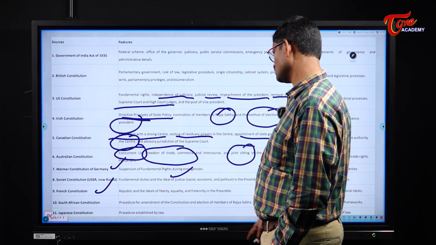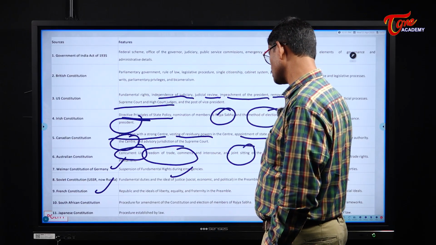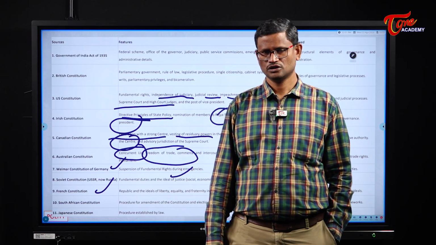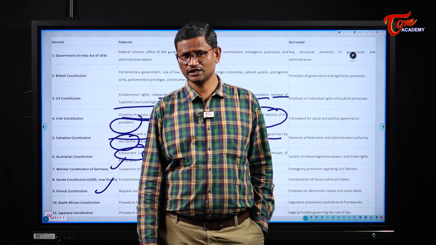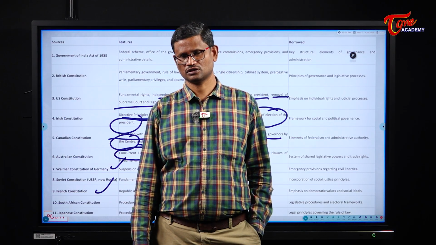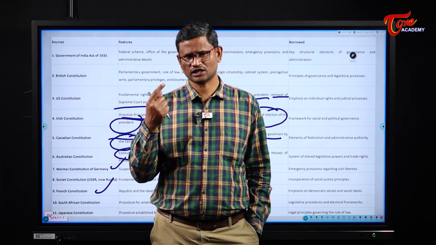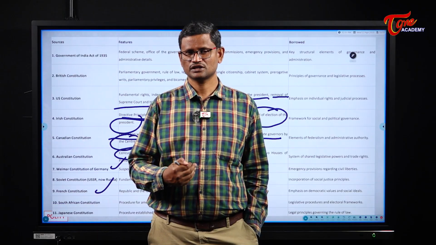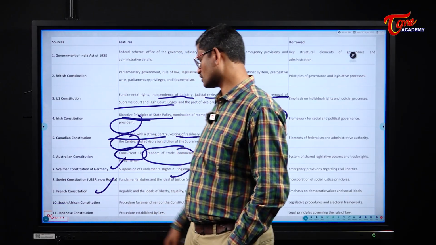In addition to this, from the South African Constitution we have borrowed the procedure for amendment of the Constitution. So the Indian Constitution is amended by three ways. This procedure is borrowed from the South African Constitution. And in India, the members of the Rajya Sabha, which is the upper house, are indirectly elected. This method of election is again borrowed from the South African Constitution.